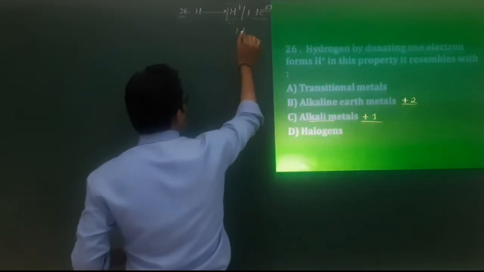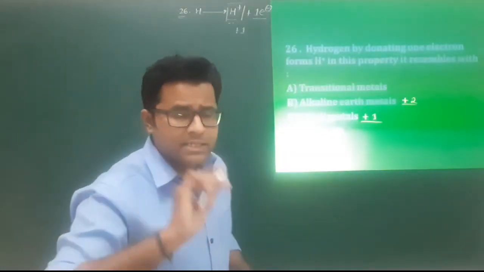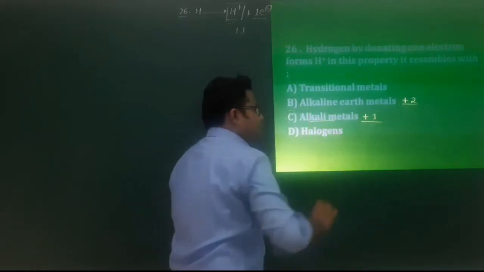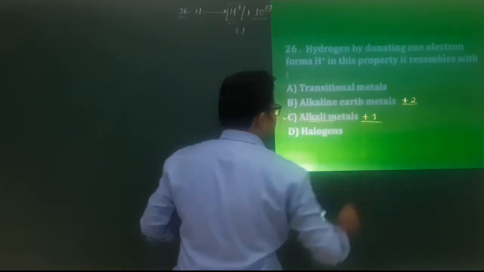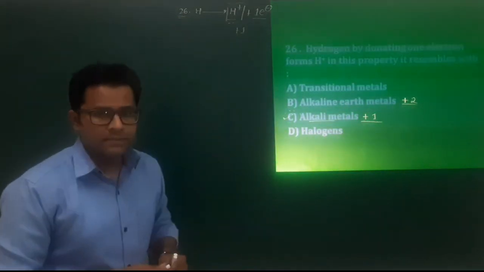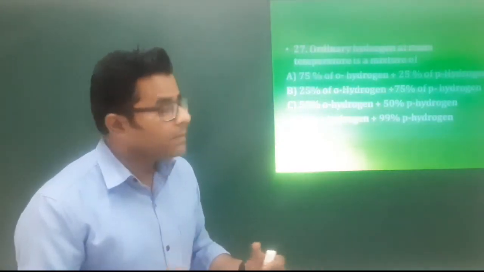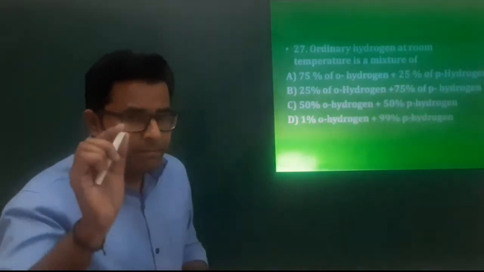So here the hydrogen, after losing 1 electron, attains an oxidation state of +1, as what we have similarities with the alkali metals. Right? So therefore, the option is C in this particular case. Moving towards the next question, question number 27. Ordinary hydrogen at the room temperature is a mixture of.